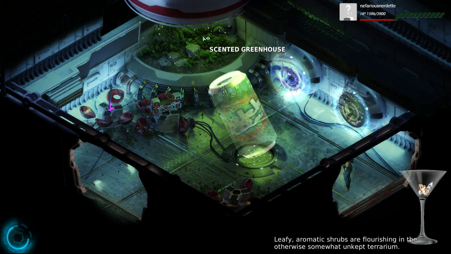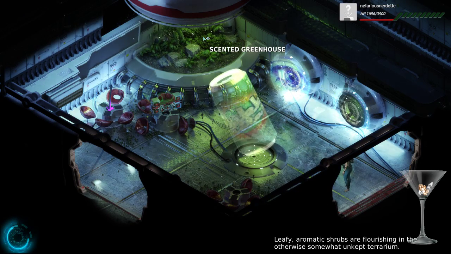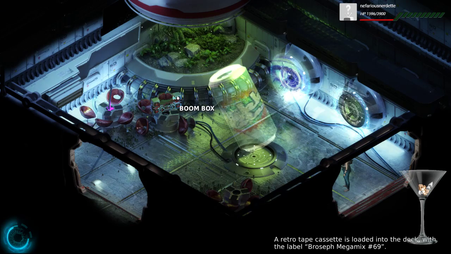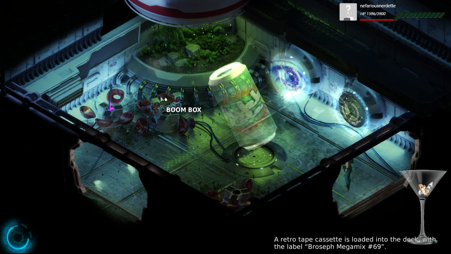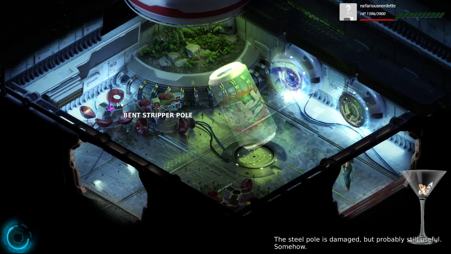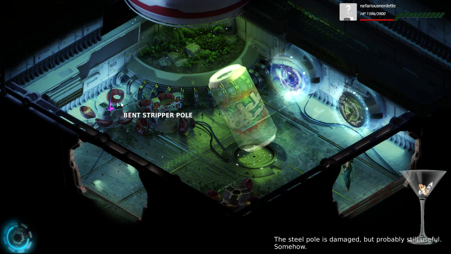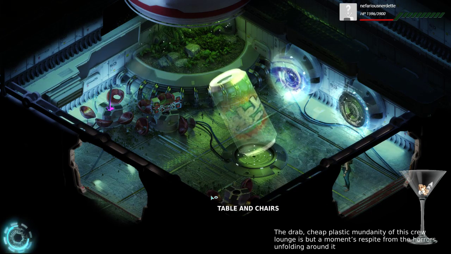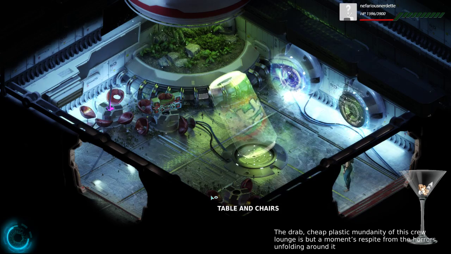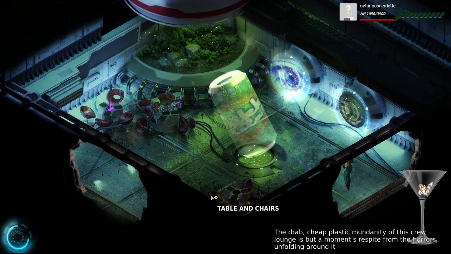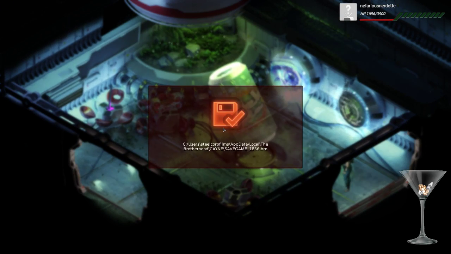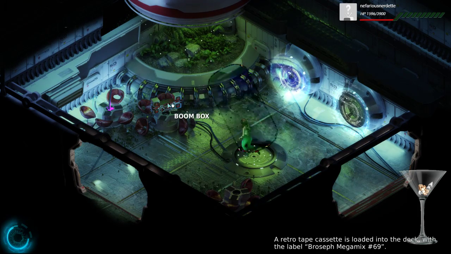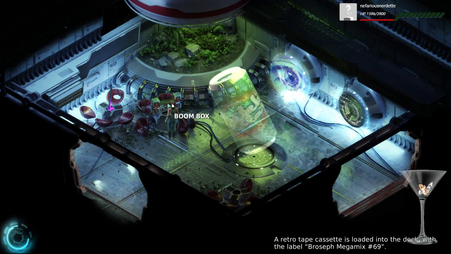Scented greenhouse. Leafy aromatic shrubs are flourishing in the otherwise somewhat unkept terrarium. Boombox. A retro tape cassette is loaded into the deck with the label Brosif Megamix number 69. Well, of course it is. Bent stripper pole. What the fuck? The steel pole is damaged but probably still useful. Somehow. Alright. Table and chairs. The drab, cheap plastic mundanity of this crew lounge is but a moment's respite from the horrors unfolding around it. Alright, well, calm down. Let's quick save real quick. We've done it. Alright, let's mess with the boombox. Today is the day of weird calls and everything at your job wrecking.